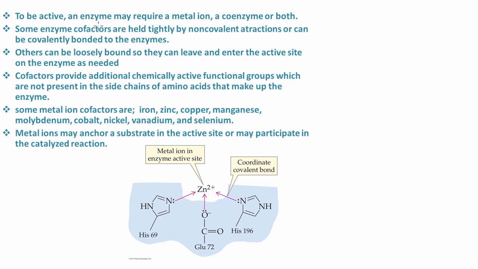So, in order for an enzyme to be active, it may or may not require a metal ion, a coenzyme, or both. Some of these cofactors are held tightly by the enzyme by non-covalent attractions, or they might be covalently bonded to the enzyme. Others can be loosely bound, and then this way they can leave and enter the active site as they're needed by the enzyme. So they're not permanently with the enzyme, only when the enzyme needs them in order to catalyze a reaction.